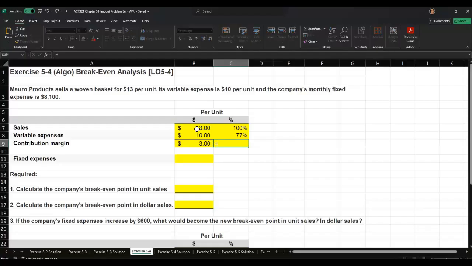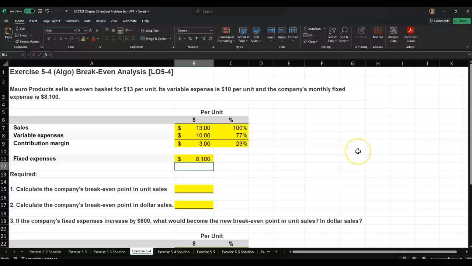And then you can do this one of two ways. We could take the 3 divided by the 13. That'd be another way to do it. But always make sure that your totals add up to 100%. And your fixed cost is $8,100. So there's all the data that we want to use to program our spreadsheet.